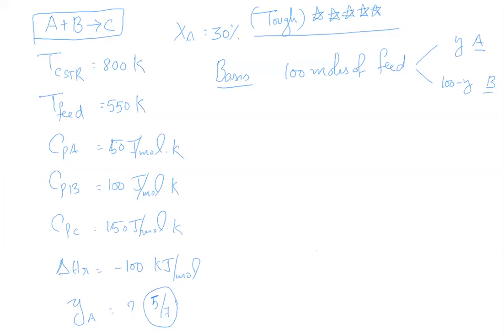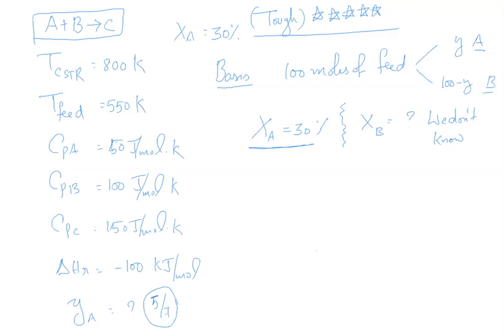Now, conversion of A is 30%. What does that mean? Can you take conversion of B also as 30%? No, we don't know. If the feed is in the stoichiometric ratio, then only the conversions are equal. In CRE, we have solved some of the problems initially. So basically we don't know.